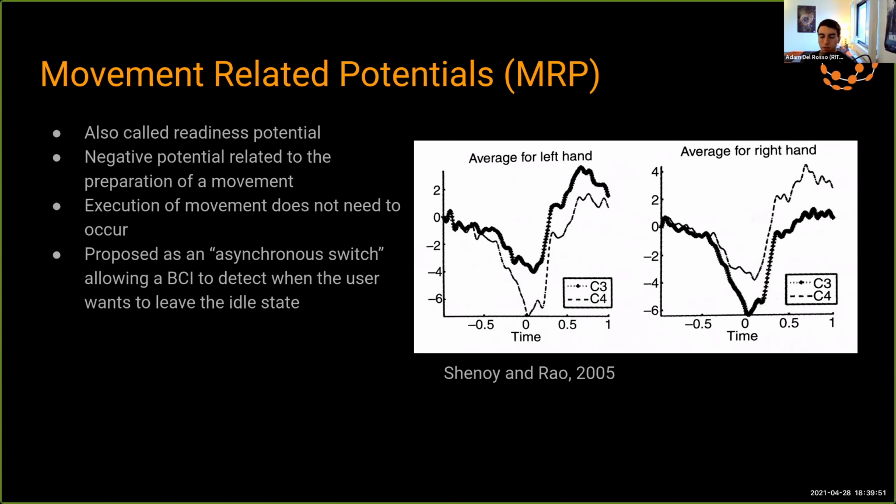So this is a different type of potential. So the event-related desynchronization from motor imagery, you're able to detect that for an extended period of time. That desynchronization, that decrease in the amplitude in that mu frequency band. But there's this other potential, movement-related potential, which is also called the readiness potential, and it is a more significant but ephemeral, just a short deflection in the primary motor cortex. So it's detectable as the preparation of a movement, but the execution of that movement doesn't actually need to occur.